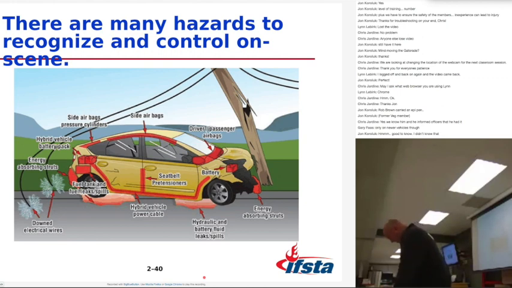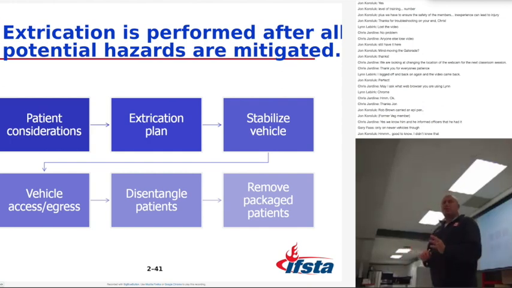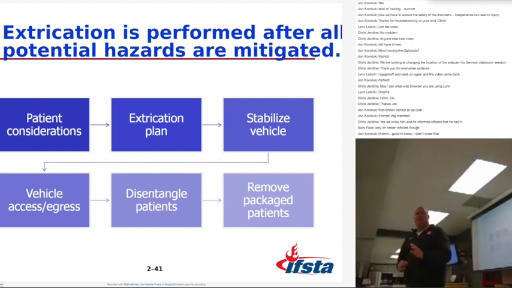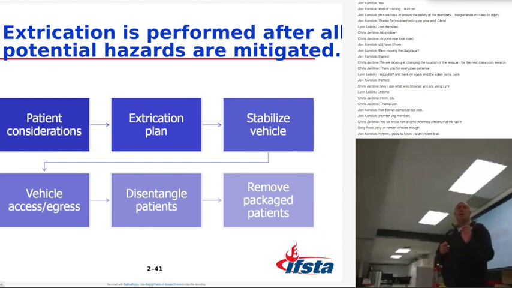So we're on page 61. All right, next slide. Extrication is performed after all hazards are mitigated. Can we say that with 100% accuracy? No. Hazards can continually arise, so we have to constantly be checking for them. Is there a possibility that we can get a fuel leak after we've done our initial check? Yeah, for sure. So, patient considerations.